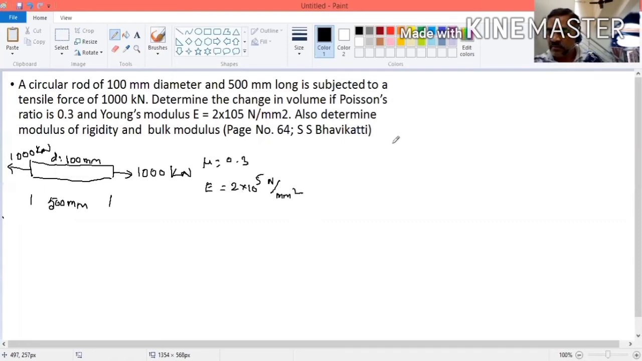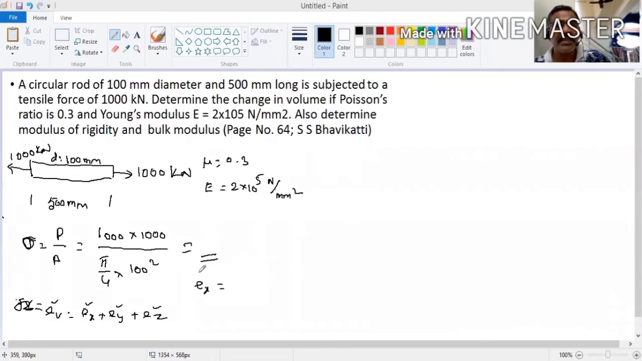Now you solve this problem. To solve this problem, what do you have to do? First step is you find the stress. Sigma is equal to load by area. This is tensile load, so you will get tensile stress. The load is 1000 kilonewton, 1000 into 1000, we convert kilonewton into Newton, divided by area, pi by 4 d square, with d equal to 100. You will get the stress.